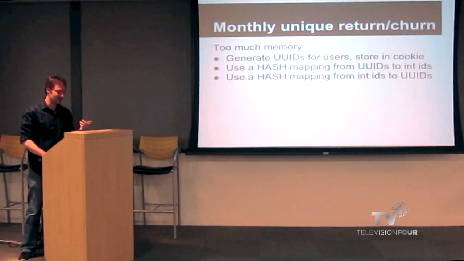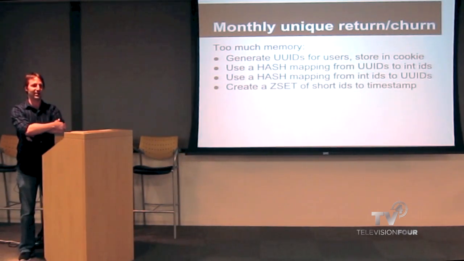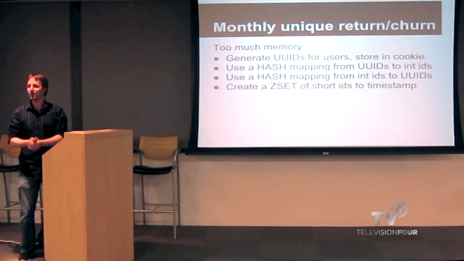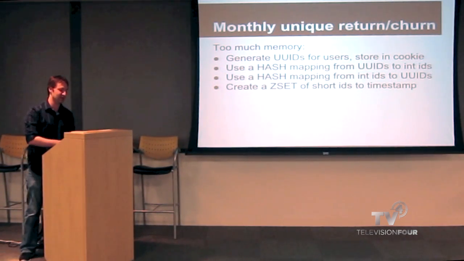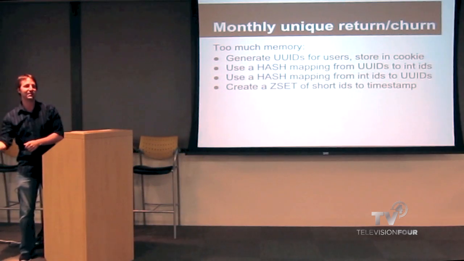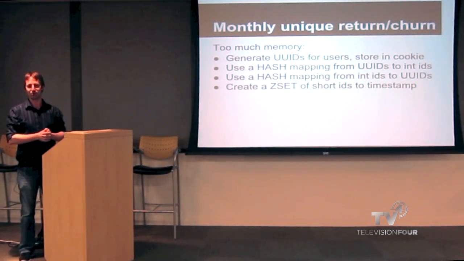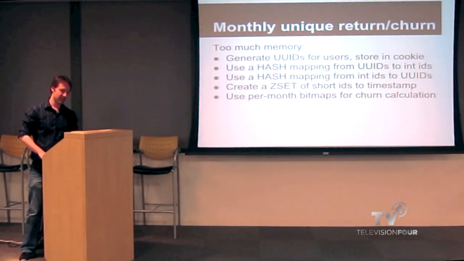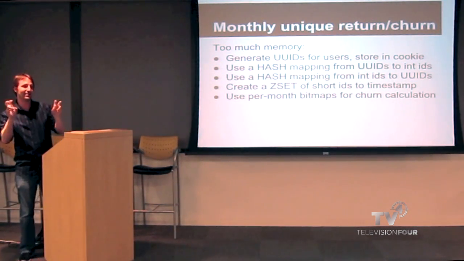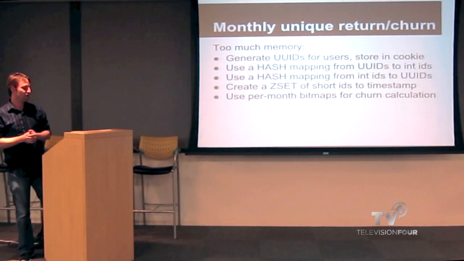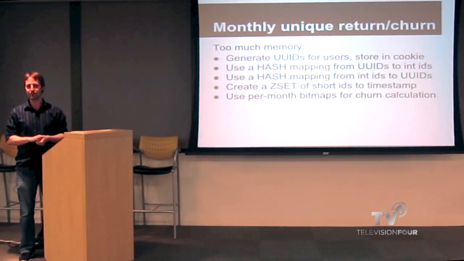And it doesn't get any better when we create a Z set of short IDs to timestamps, so that we can clean it out, because if you have old short IDs, you want to be able to clean them out. And because we've got this mapping of short IDs to UUIDs, we can then clean out both hashes. So all this connects, and it works great. Then, in order to calculate churn, because we want that type of calculation to be fast and small, we use per month bitmaps. And that's where the short IDs come in.